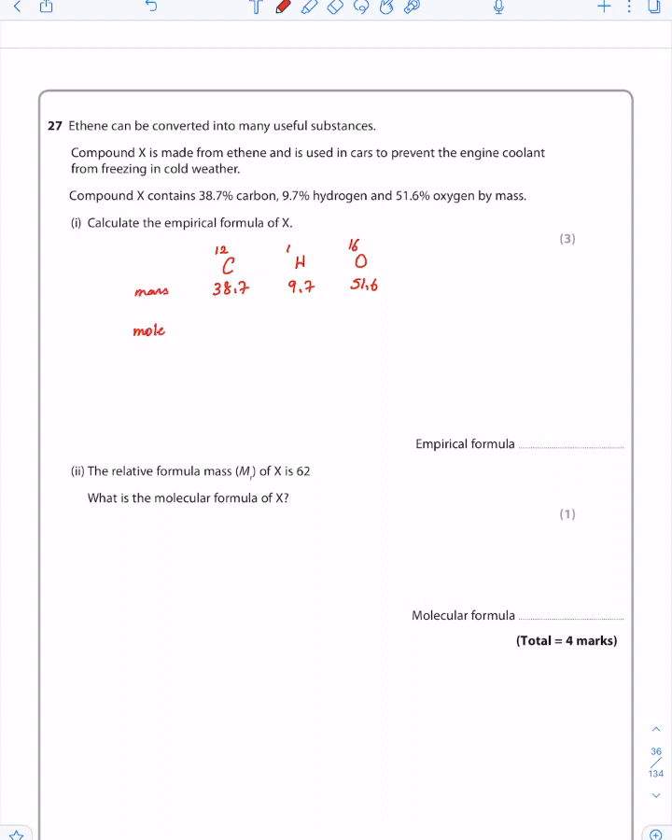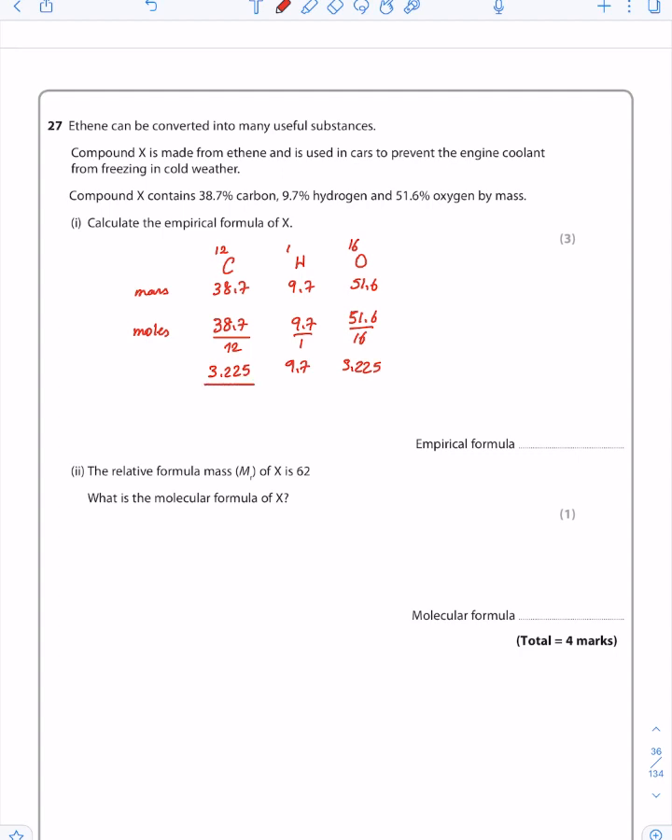بحول الماس into moles إن إحنا بنعمل dividing الماس على الأتوميك ماس. هنا 9.7 divided 1، هنا 51.6 divided 16. هتطلع لنا هنا 3.225 وهنا 9.7 وهنا 3.225.